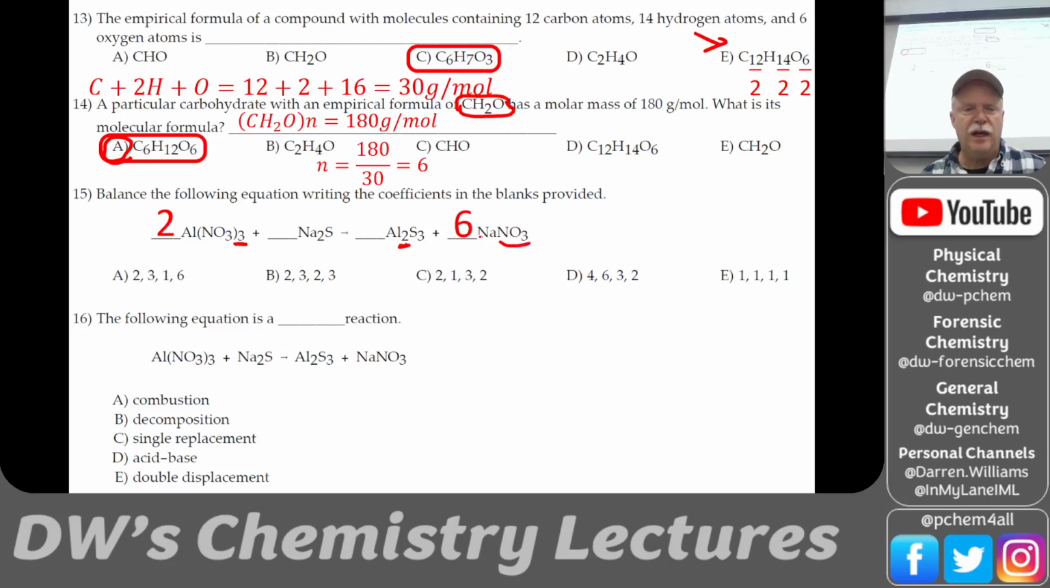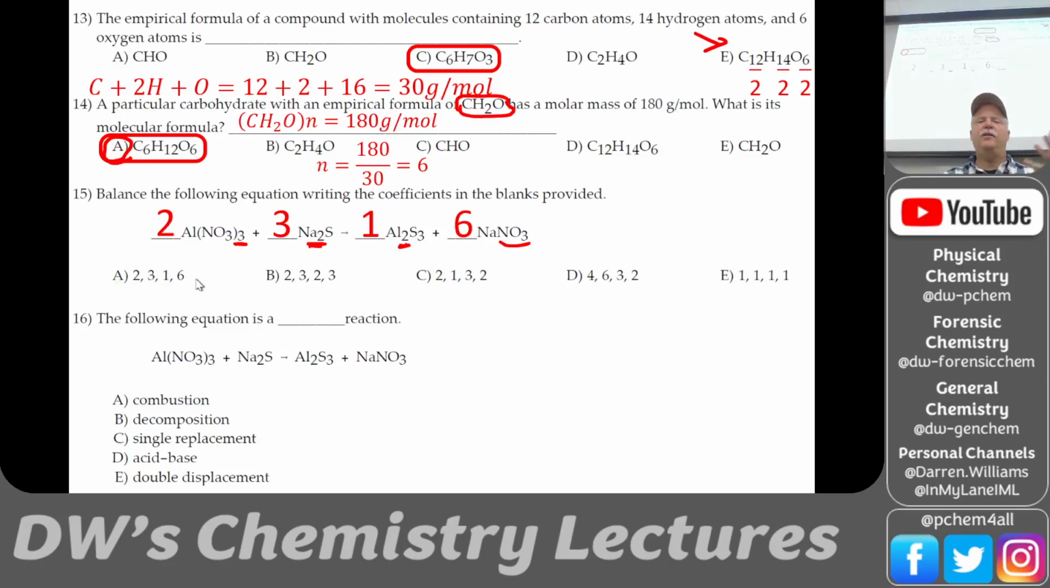So that was following the nitrates. That gives us 6 sodiums. And over here they come in pairs. So we need 3 of these molecules to give us the 6 sodiums. And then now we have 2 aluminums and we have 3 sulfurs, and so that all works out well. So we just need 1 of those. So that's balanced, 2, 3, 1, 6.